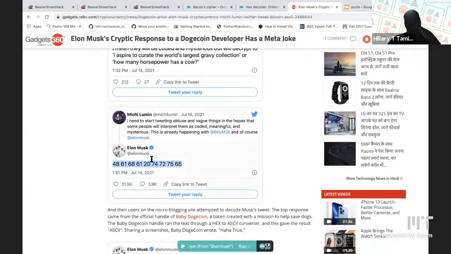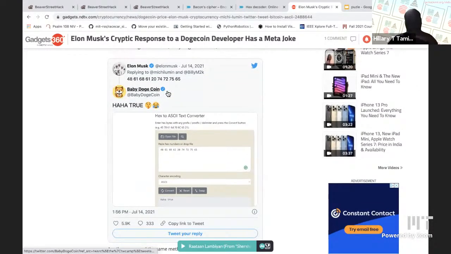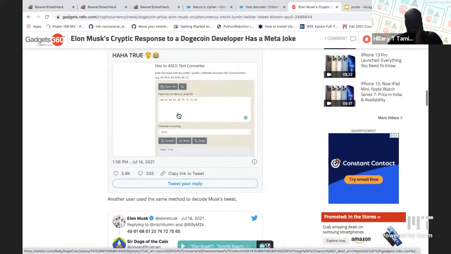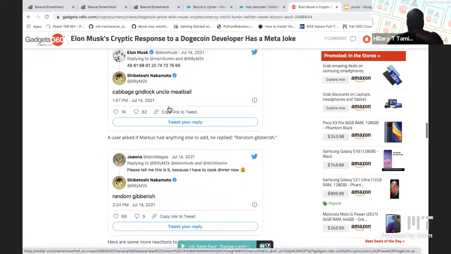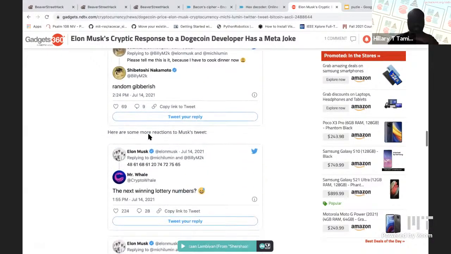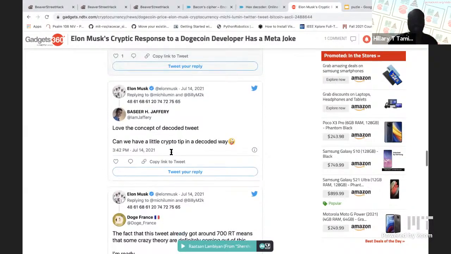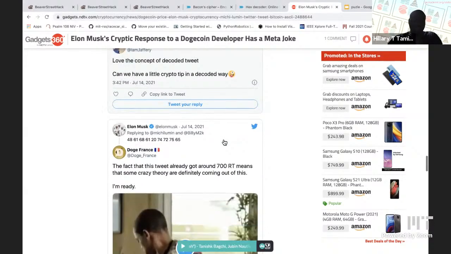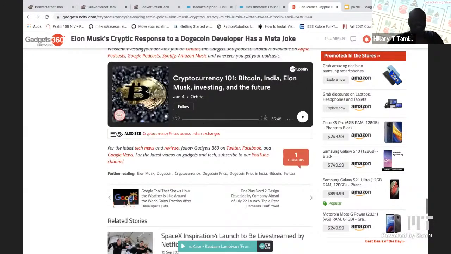So one of them was kind of like a hex tweet, and when people respond to it differently, for instance, the founder of Dogecoin deciphered it into something like an ordinary hex and did present another reply. And simply, a lot of people just replied to it a little bit differently. Some replied random gibberish, and others like the next winning lottery numbers. And I guess this idea was like, love the concept of a decoded tweet. Can we have a little crypto tip in a decoded way? So for me, that was like, oh, okay, why not we model something which is after this guy's feed?